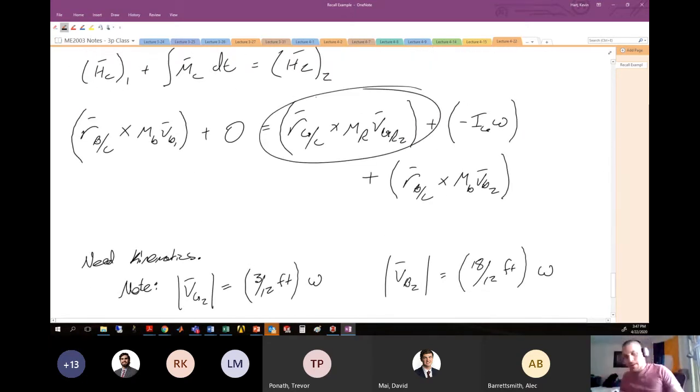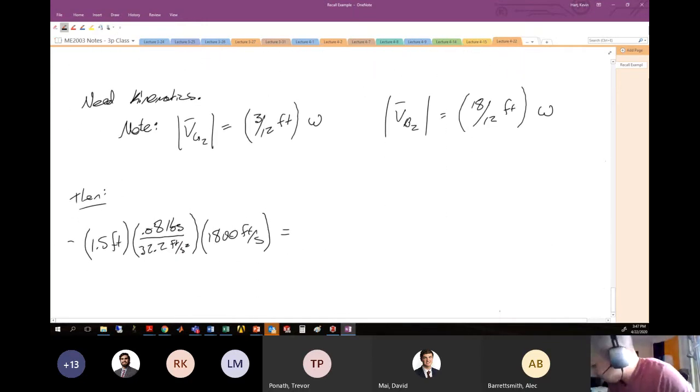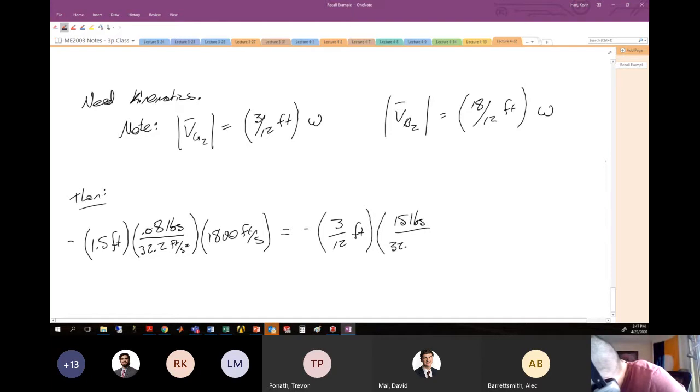The position vector locating G from C, well, I know that's 3 inches, crossed with the mass of the rod multiplied by the velocity of the rod. Okay, I'm going to make that substitution here. So here, this will again be negative in direction, 3 on 12 feet. This is the distance from G to C. 3 on 12 feet multiplied by the mass of the rod, which we're told in the problem is 15 pounds, divided by 32.2 feet per second squared, multiplied by the velocity at the center of gravity of the rod.